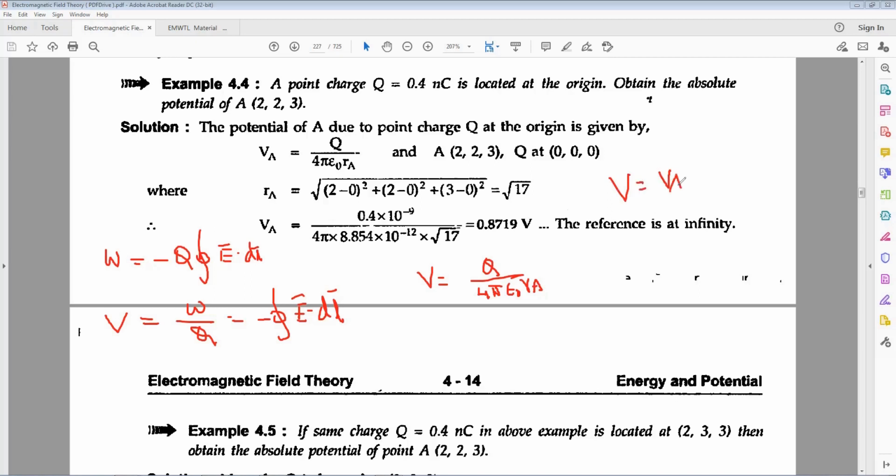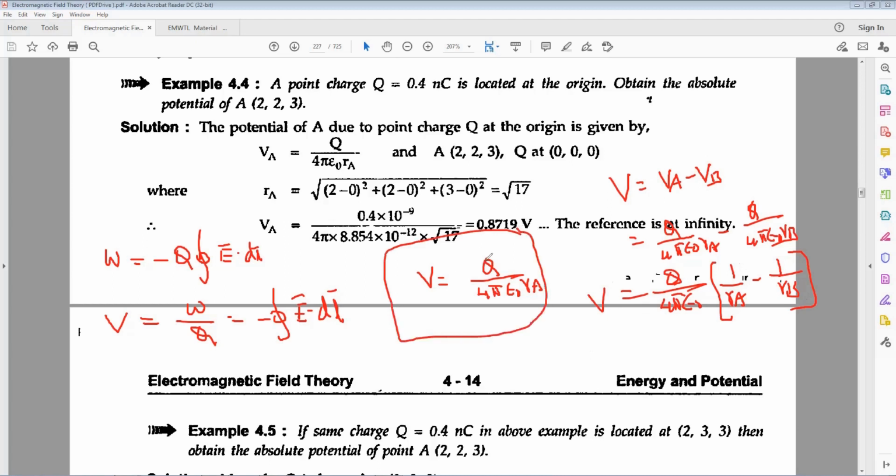Suppose it is VA minus VB, what is VA? Q by 4 pi epsilon naught RA minus Q by 4 pi epsilon naught RB, that is equal to, taking 4 pi epsilon naught common, 1 by RA minus 1 by RB, which is RB minus RA by RA RB. Both terms give the voltage V, and for the point charge you can consider only V is equal to Q by 4 pi epsilon naught R only.